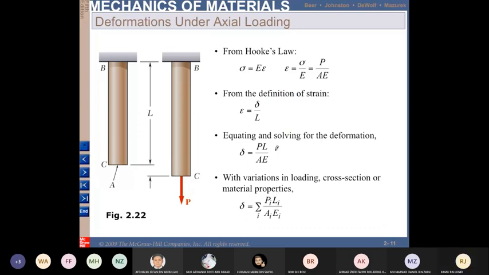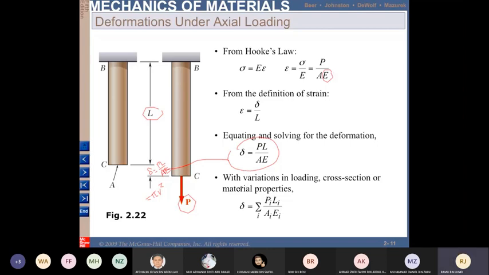Okay, so this is for this case. This delta is PL over AE, in which P is the force, L is the length, A is the area. Area for a rod is pi r squared, and E is the value of elastic modulus, the modulus of elasticity.